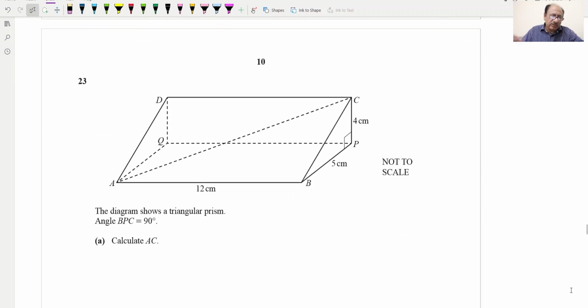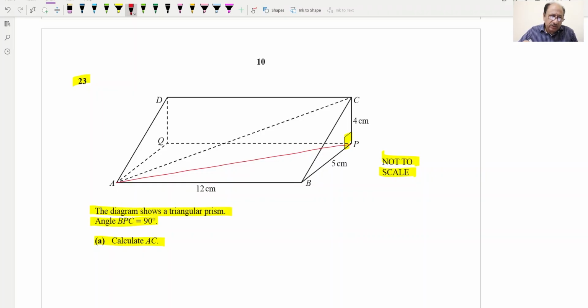Now question number 23. The diagram is not to scale. The diagram shows a triangular prism. Angle BPC is 90 degrees, which they have indicated over here. Part A: calculate AC. We need to calculate AC, but we can't find AC directly. We need to first find AP. If I draw for you, AP is this one.